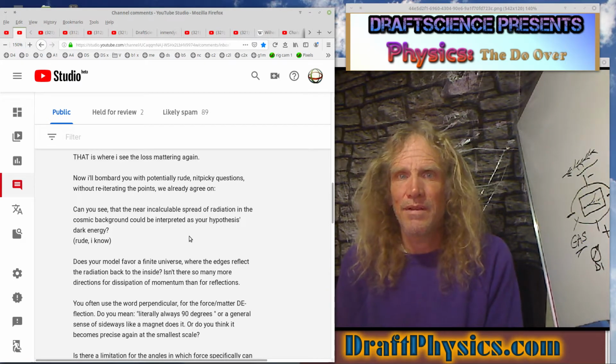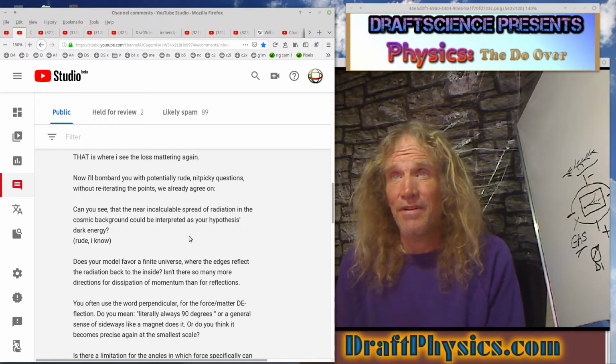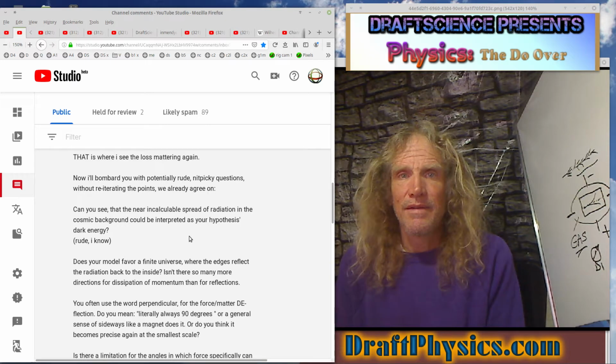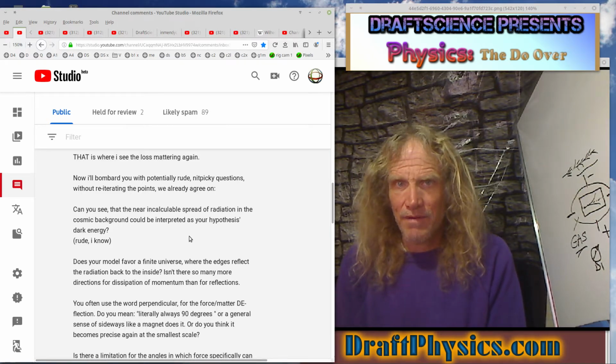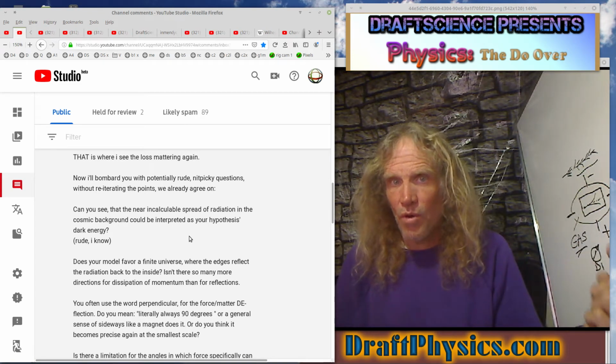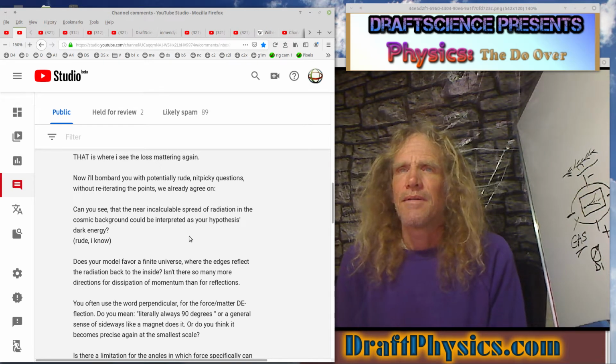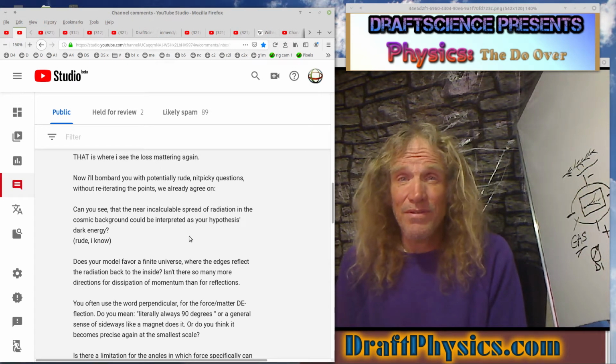So that's where I'd say dark energy doesn't fit, because dark energy seems to say that everything is repelling each other. Everything's expanding from some point because space is expanding. So that's a little bit different. Dark energy comes from nowhere, where the cosmic background radiation specifically comes from the outside in.